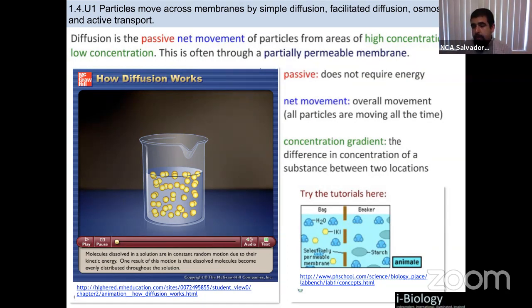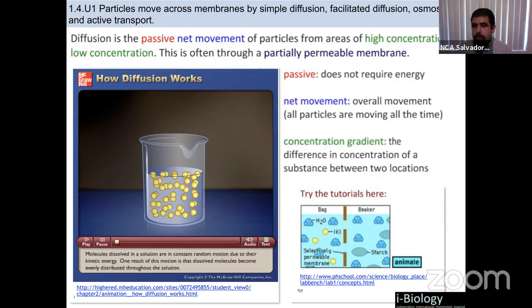Okay? So passive, no energy required, but the net movement is going to be the overall movement of the particles. Okay? So if you have a large concentration in one place, it's going to move until it reaches what we call equilibrium. They always want to move towards a lower concentration. Okay? So high to low is always going to be passive. Good?